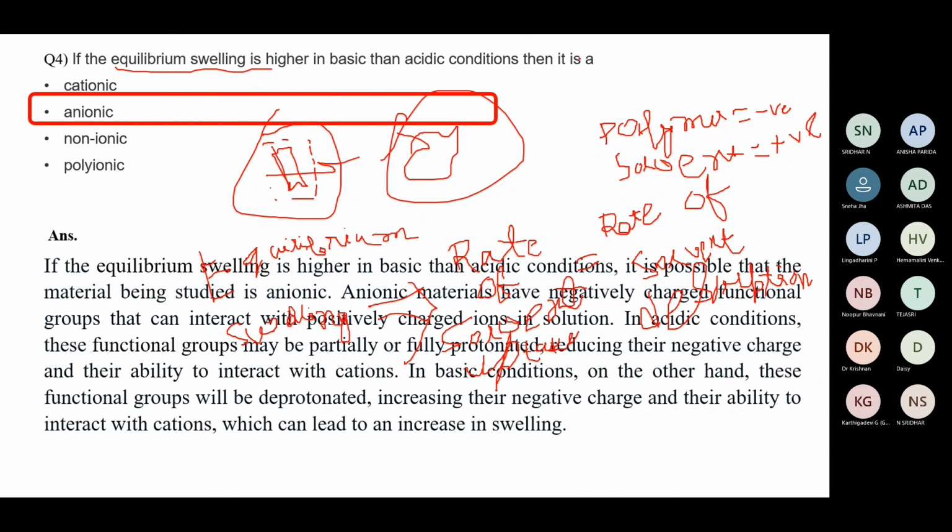If the equilibrium swelling is higher in basic than in acidic condition, it is possible that the material should be studied as anionic. Anionic materials have negatively charged functional groups that can interact with the positively charged ions. In acidic condition, these functional groups may be partially or fully protonated, reducing their negative charge and the ability to interact with the cations. In basic condition, on the other hand, these functional groups will be deprotonated, increasing their negative charge and therefore their ability to interact with cations, which leads to increased swelling.